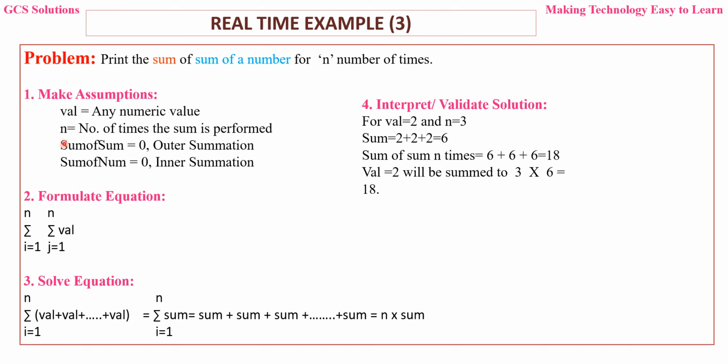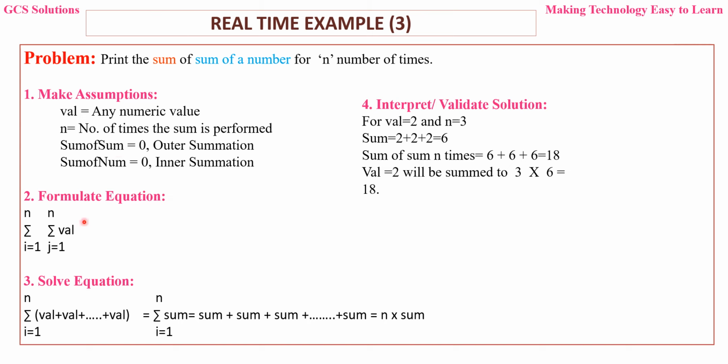So here I use n, that is the number of times the sum is performed, and that sum is repeated as well. So I have sum of sum initially 0, that is the outer summation, and sum of numbers, that is the inner summation. What I am trying to do is perform the sum of a number n number of times, and each time whatever sum I got for that particular number, I am again summing it to sum of the sum. So this way I have the interpretation.